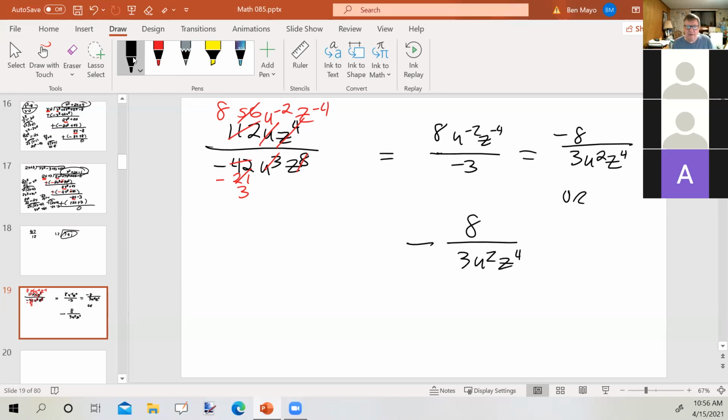So I could put that negative sign, either attach it to the numerator or put it out in front of the whole fraction. But we don't tend to leave the denominator negative. All right, any questions about this one?